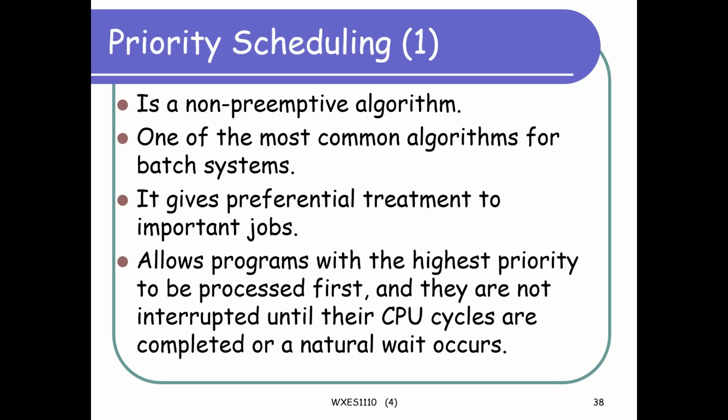Okay, we move to priority scheduling. It's a non-preemptive algorithm. Again, one of the most common algorithms for batch systems, not really useful for multi-programming. It gives preferential treatment to important jobs, allowing programs with the highest priority to be processed first, and they are not interrupted until their CPU cycles are completed or a natural wait occurs.